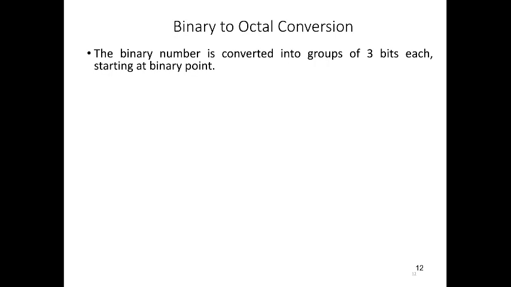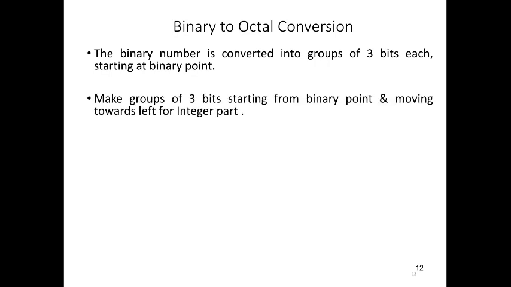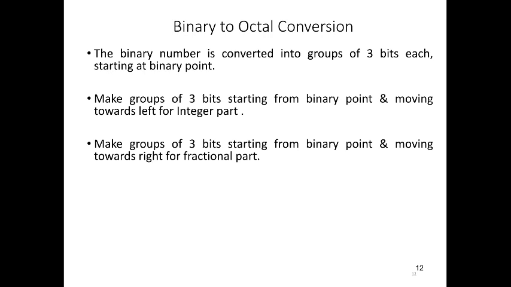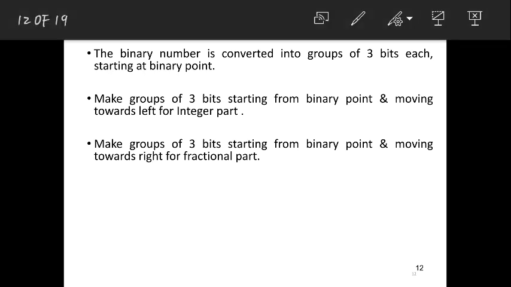See, the binary number is converted into groups of 3 bits, each starting at the binary point. Make groups of 3 bits starting from the binary point and moving towards the left for the integer part. Make groups of 3 bits starting from the binary point and moving towards the right for the fractional part. We have seen this for the integer part.